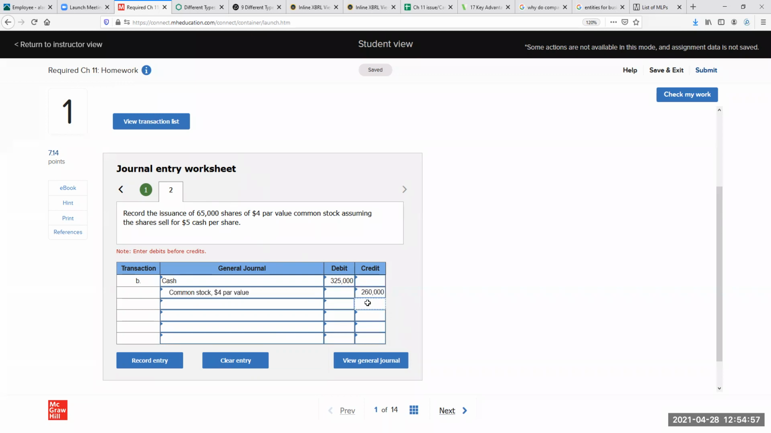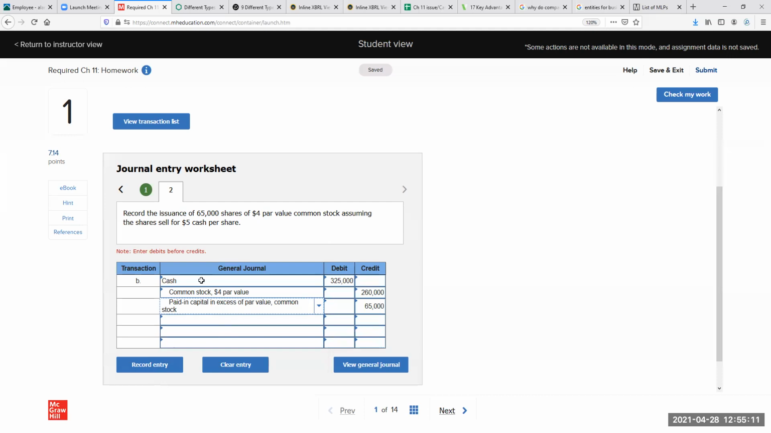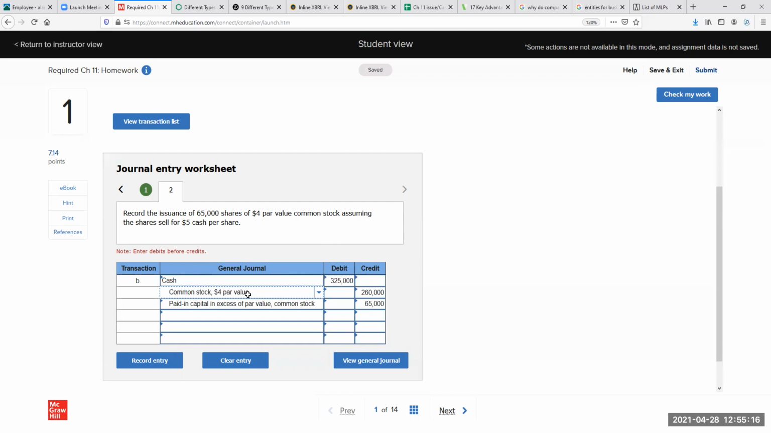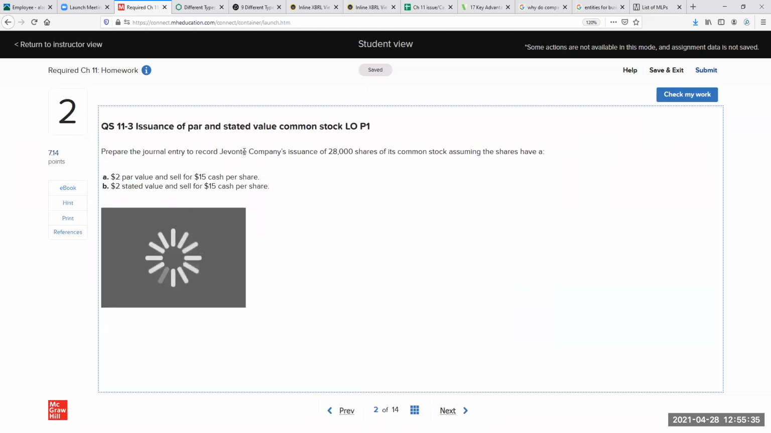Well, where does the difference go? You sold it for $1 over par. $1 over times 65,000 is 65,000. And it's paid in capital in excess of par from common stock. So the cash is 325,000, but you always credit common stock for the number of shares times the par, and anything over the par goes to paid in capital in excess. All right, let's try the next one.